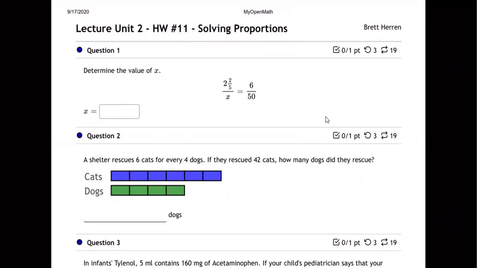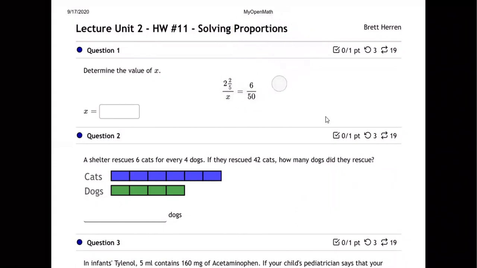A proportion just means two equal fractions, like that. Two equal fractions. So that's what a proportion is, two equal fractions. So how do we solve a proportion? That's what this whole homework is about, how do you solve two equal fractions called a proportion? How do you solve that?